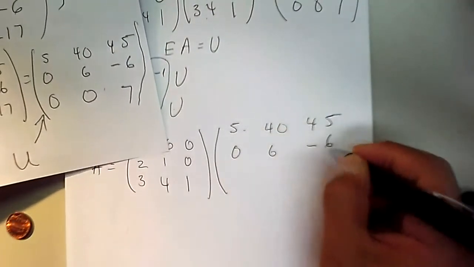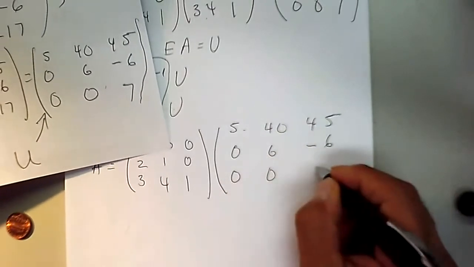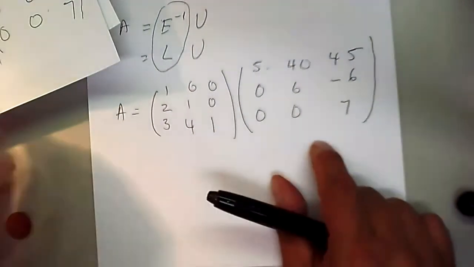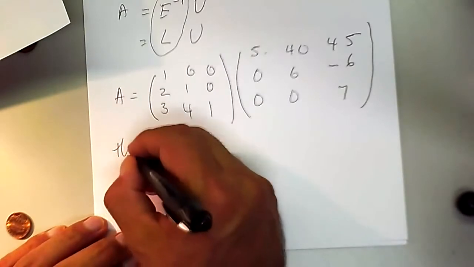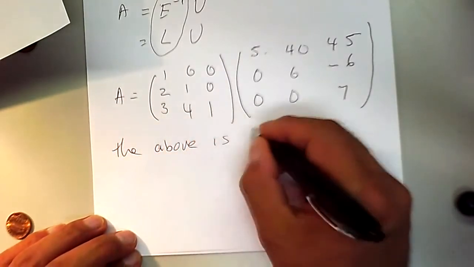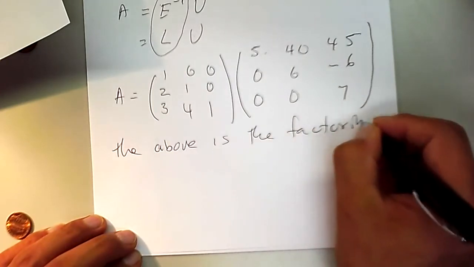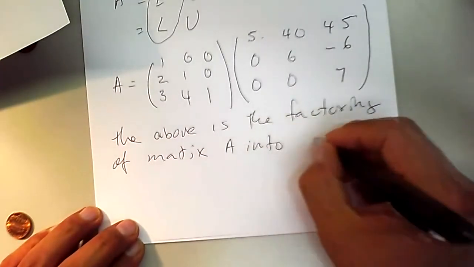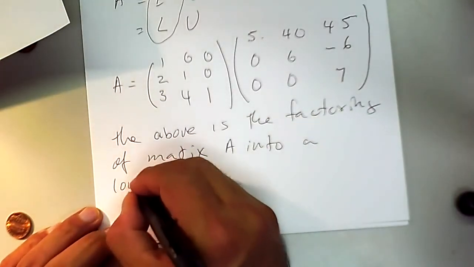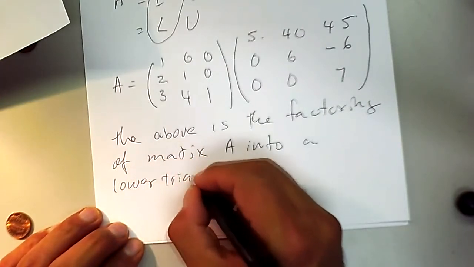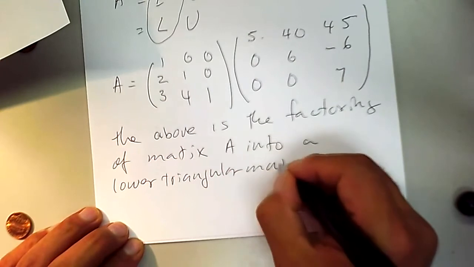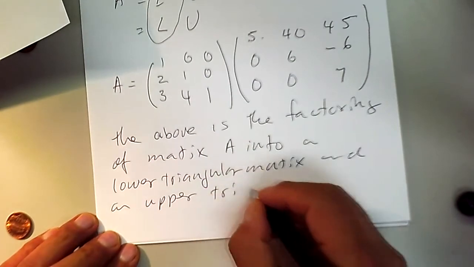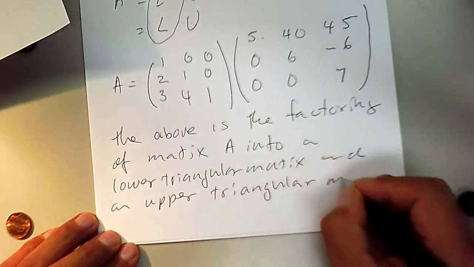0, 6, negative 6, 0, 0, 7. So this is the factoring. The above is the factoring of matrix A into a lower triangular matrix and an upper triangular matrix.